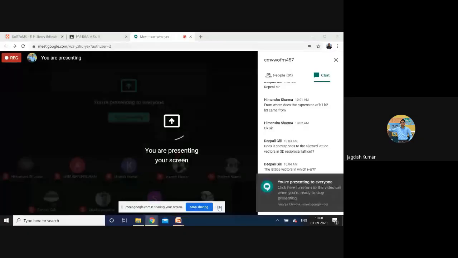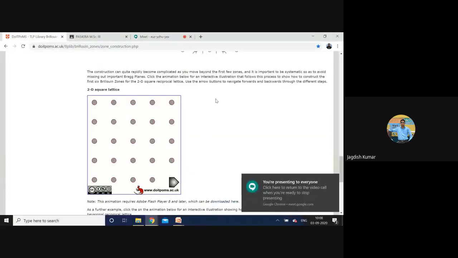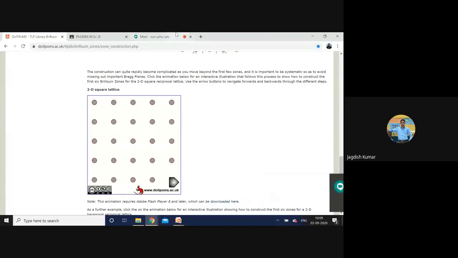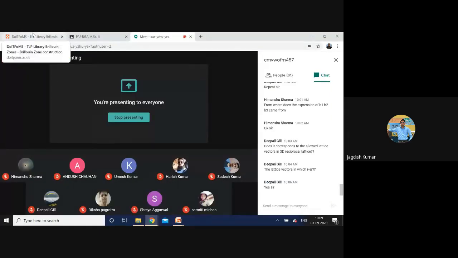I don't know if this will be coming to you or not. Let us try. No. Okay, let me share the whole screen then. Okay, I hope now you are able to see my full screen, and now you are able to view this website, which is showing a 2D square lattice. Is this tab visible to you? This 2D square lattice.